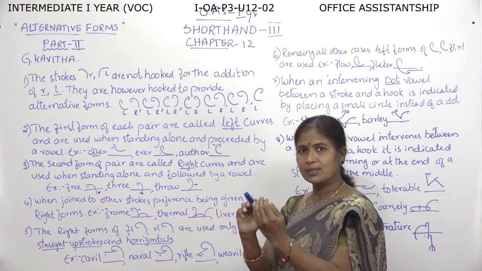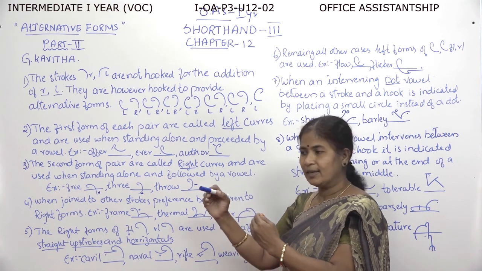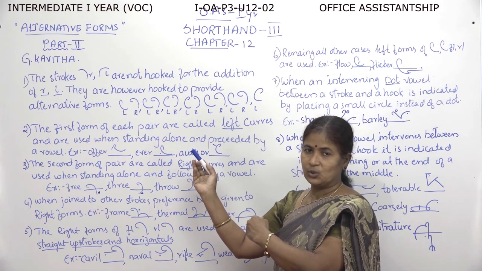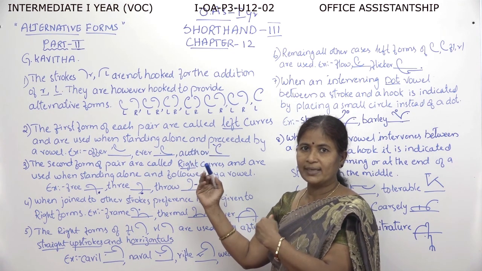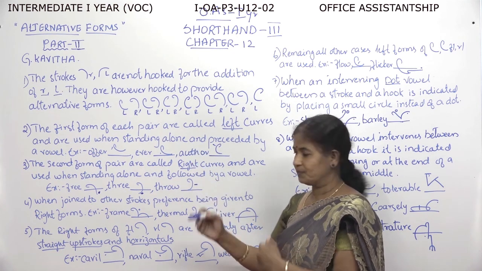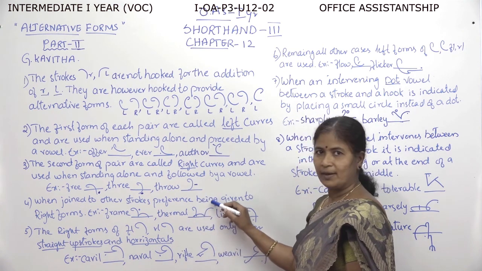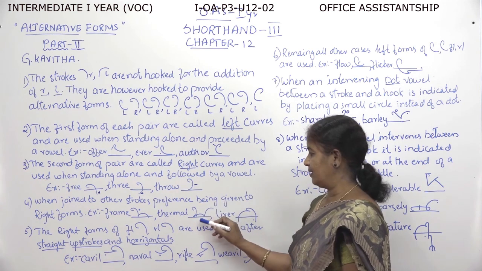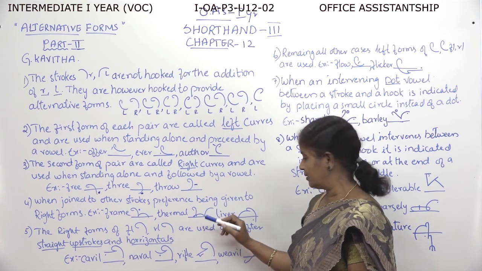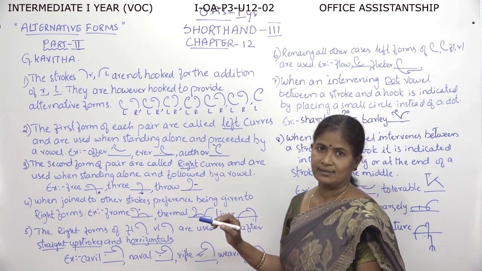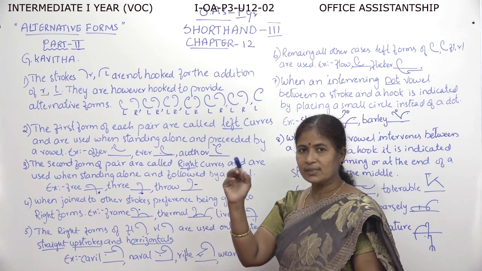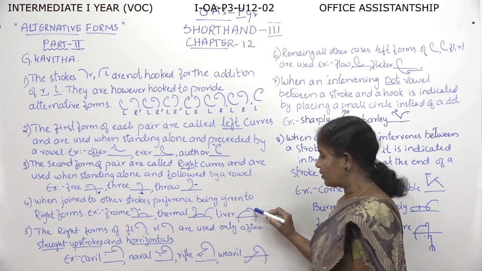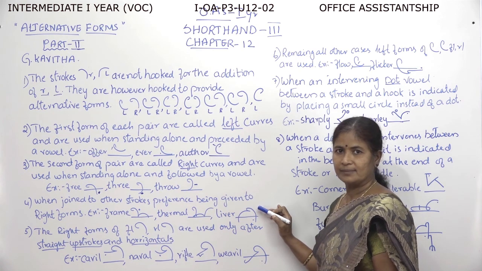Why? Because M is going towards right side and L is also going towards right side. So which form will be joining conveniently? Right form. So thermal, all right sides. Right form of ther, M and L is very easy to write. Okay. Now liver. Even L is going towards right side. So right form of fur joins very better.